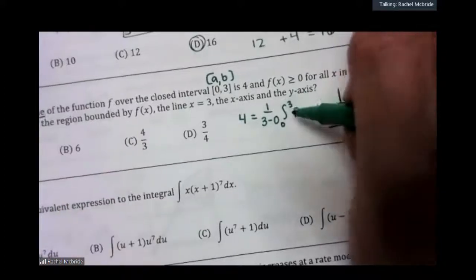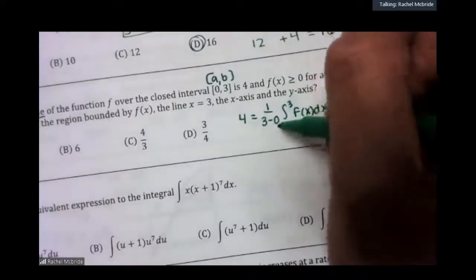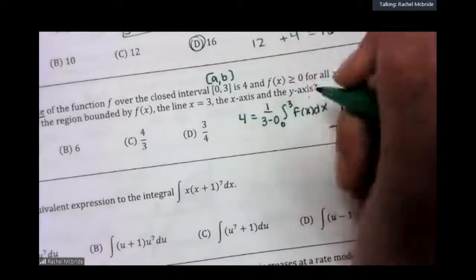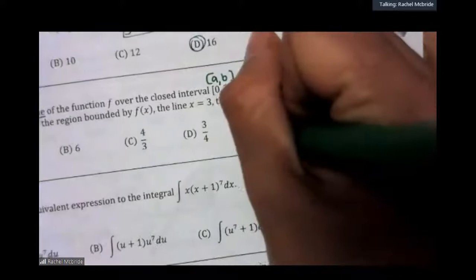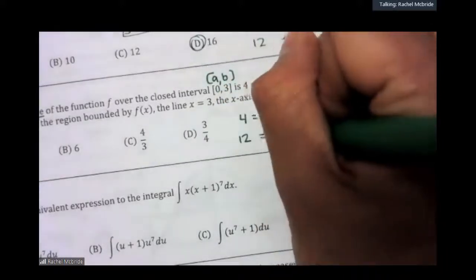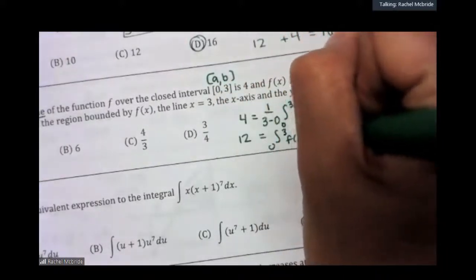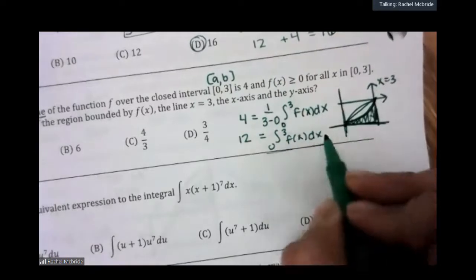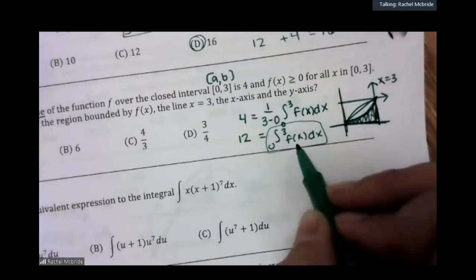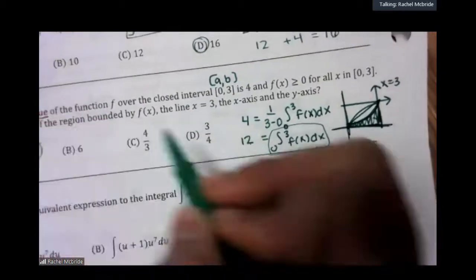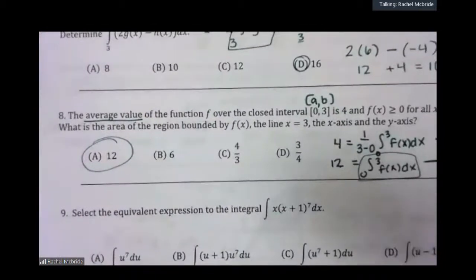Well, I need to get rid of this 1/3, so you multiply both sides, and you get 12 equals the integral from 0 to 3 of f of x dx. What does an integral represent? An integral represents area under the curve. So if the integral is equal to 12, the area of the region bounded is 12.